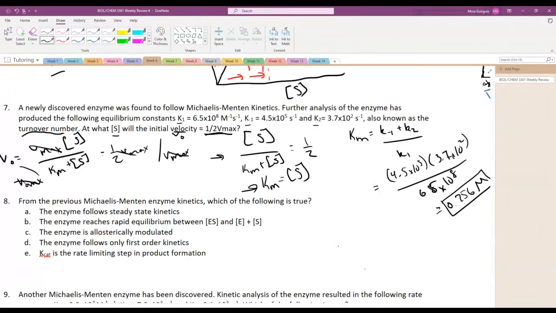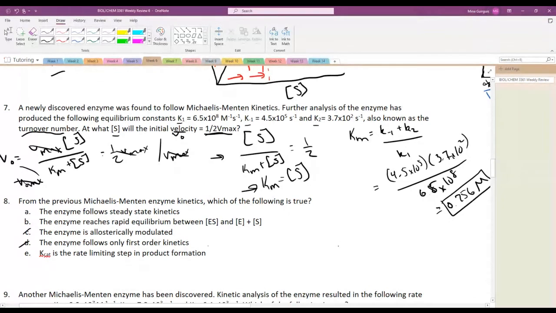Okay, all right. So now the next question. For the previous Michaelis-Menten enzyme kinetics, which of the following is true? So I'm just going to knock out the ones that we know are false, and that is D, because we know that it can follow zero order when it gets saturated, and it's C, because if you're following Michaelis-Menten kinetics, you're not dealing with allosteric or any form of regulation right now. Okay, so all we're left with is steady state, rapid, and E.